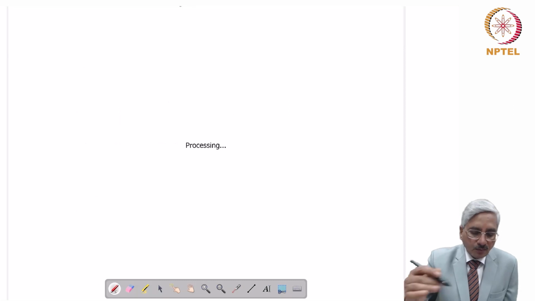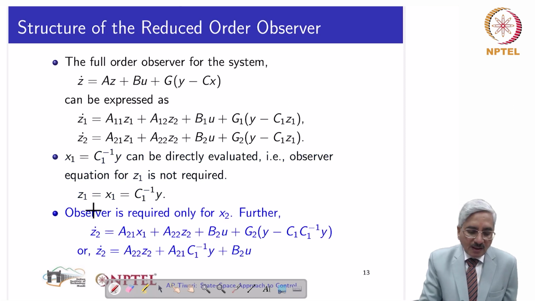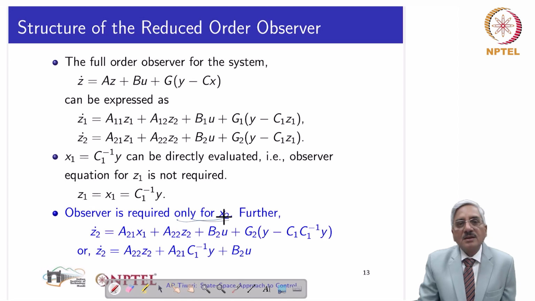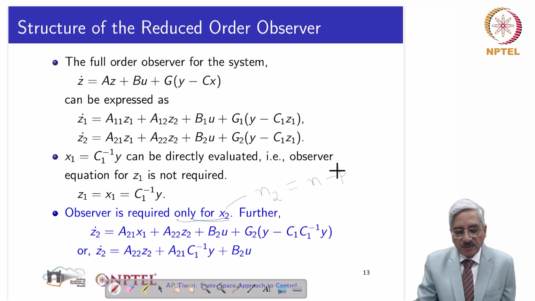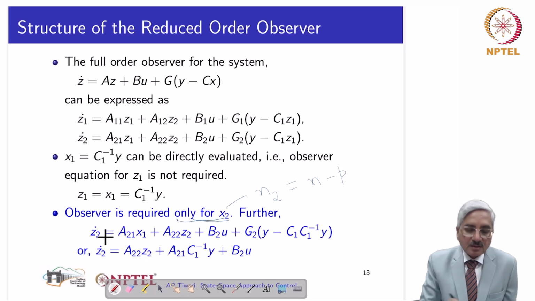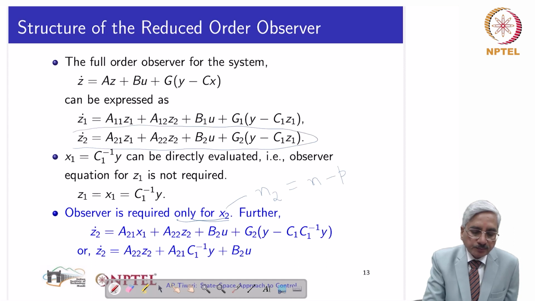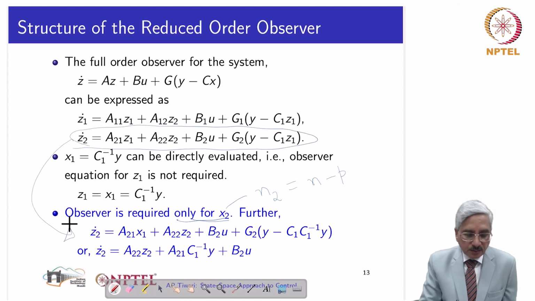We need only to design an observer for the state z2, which is of order n2, that is, n minus p dimension. So we concentrate on that equation for z2. This becomes z2 dot is A21 z1, which is now x1, so A21 x1 plus A22 z2 as it is, plus B2 u as it is, plus G2 into (y minus C1 z1).